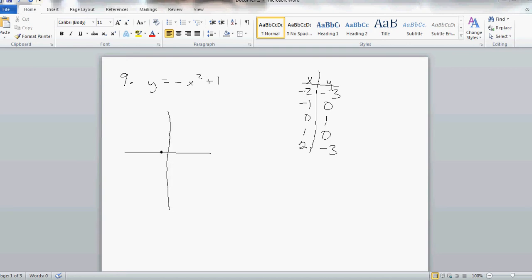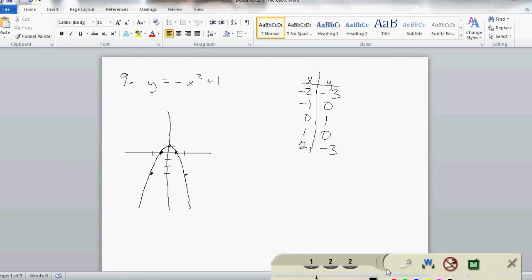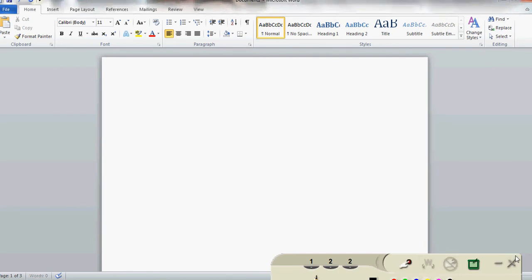We can choose the point -2, -3, the point -1, 0, the point 0, 1, the point 1, 0, and the point 2, -3. And we do need to realize that this does make a nice parabola, and we need to draw this as a nice smooth parabola, making sure that this does not come out to be too sharp of a point.